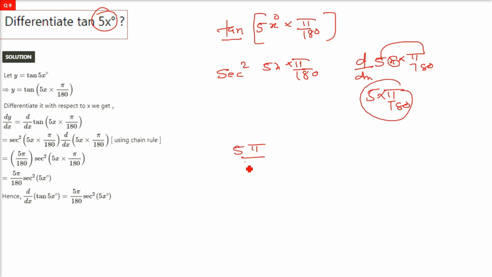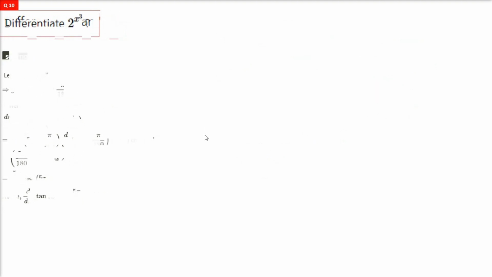But if you write 5 pi by 180 in the end, it will be seen as, okay, this is following sec square 5x pi by 180 and 5 pi by 180. So you always write the constant in the front. So 5 pi by 180 times sec square 5x degree. Always remember, you have to write it in degrees.